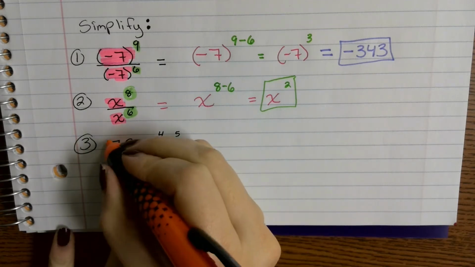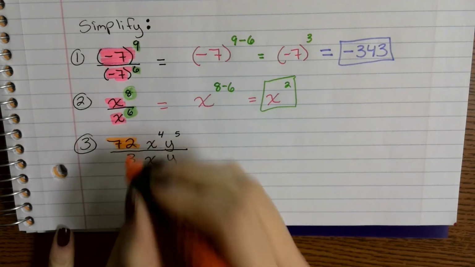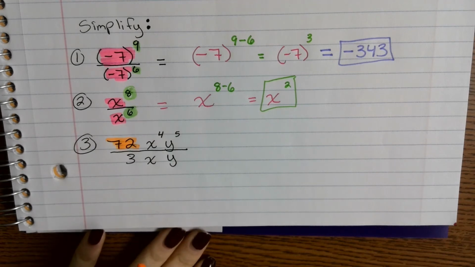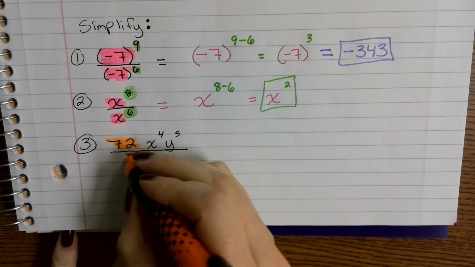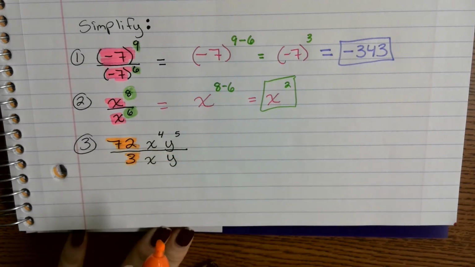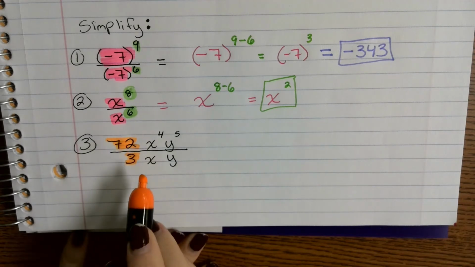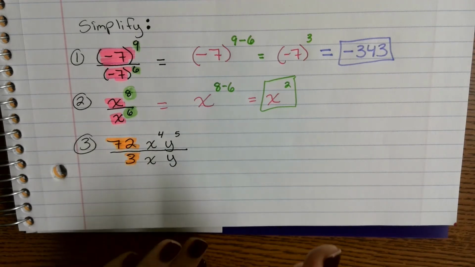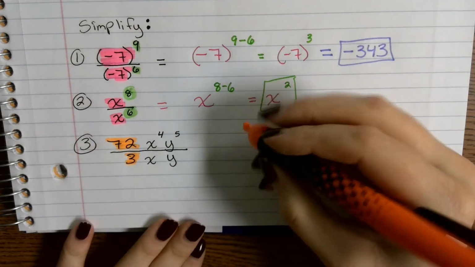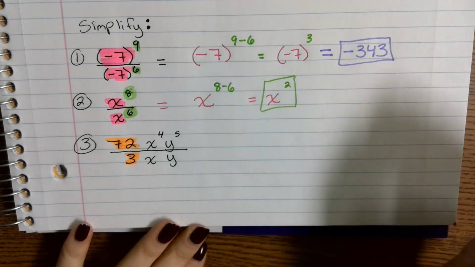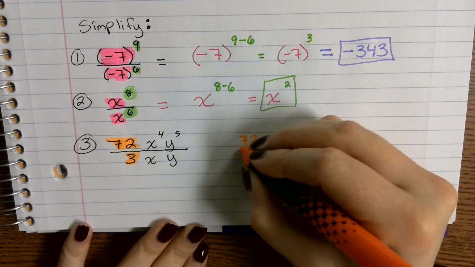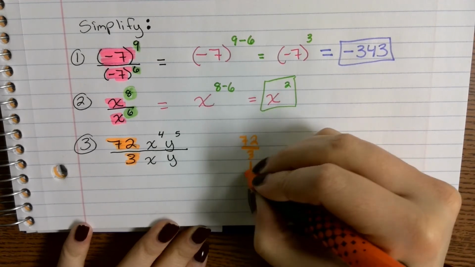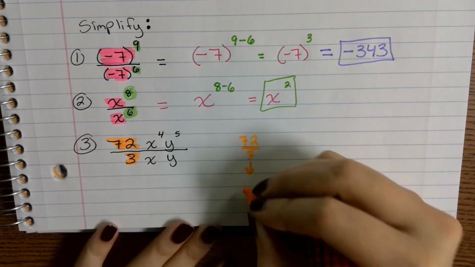So right now we've got the number 72. Does that have the exponent? Yes. It's a 1. And then we've got a 3. What's the exponent for the 3? A 1. Are these the same bases? No, but can we do 72 divided by 3? Absolutely. We can simplify 72 over 3. What is that going to give us? 24.